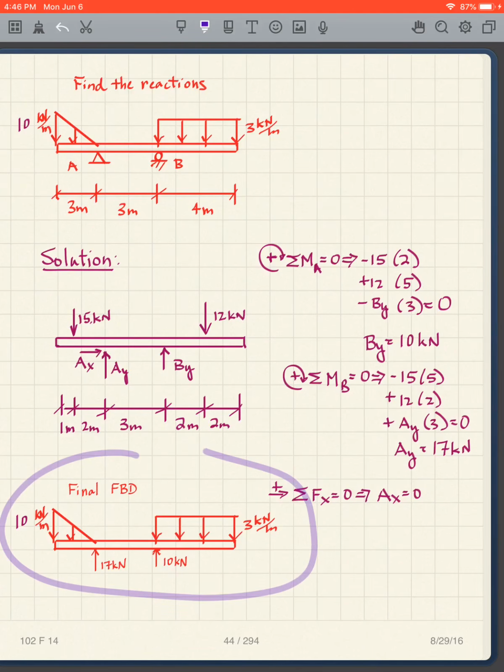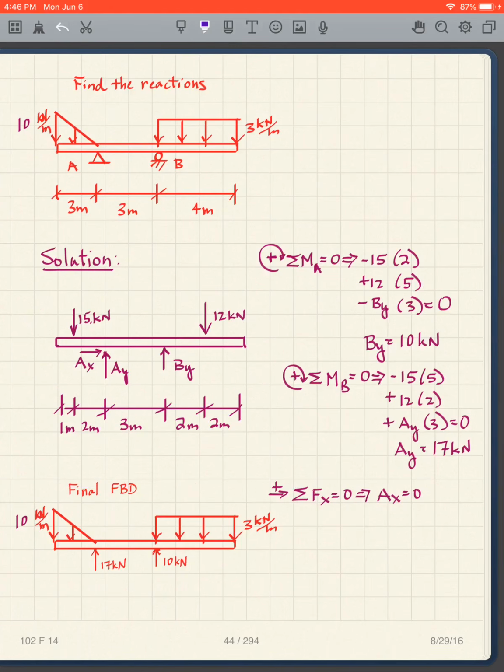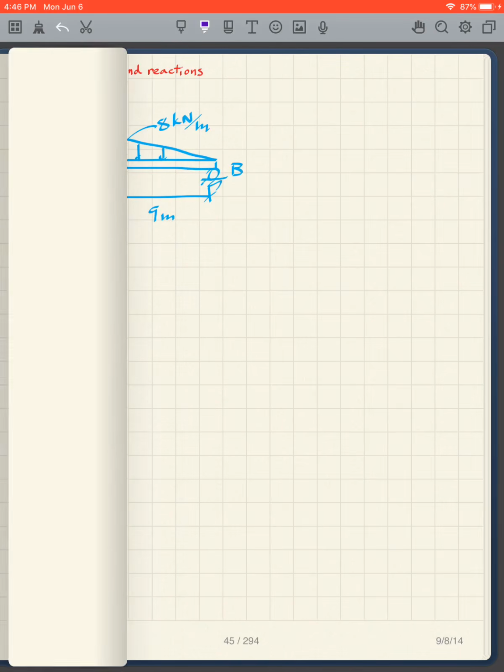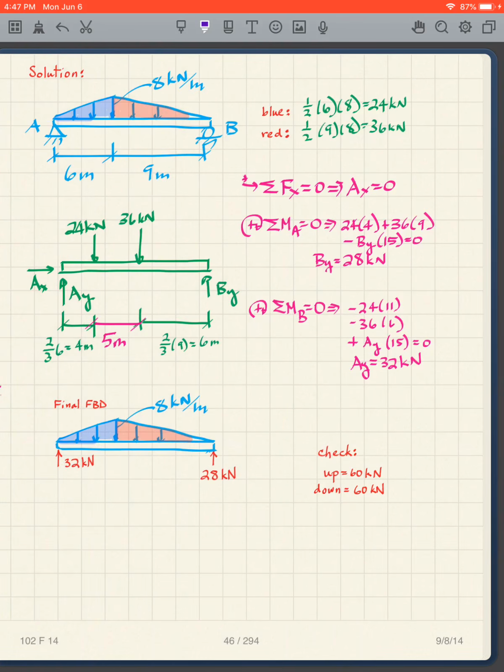And we get our final free body diagram from those reactions that we just found. In other words, we treat this the same way we would treat this, in a sense. But we can see that this is what we can use to do our calculations with. Okay, your project to do here, find the reactions. So I'm going to assume you paused it.